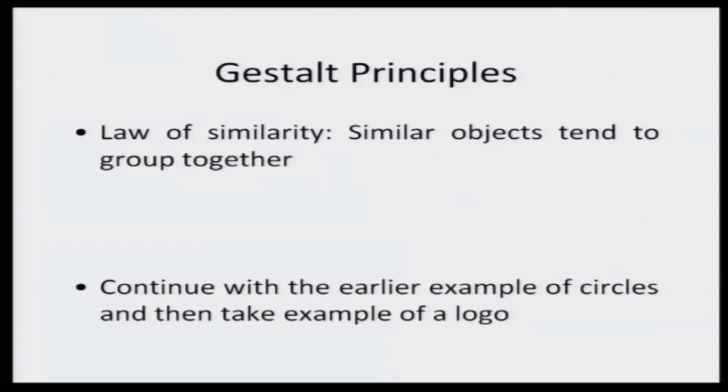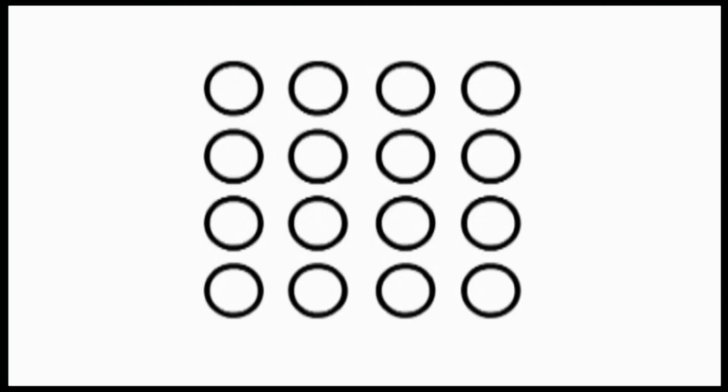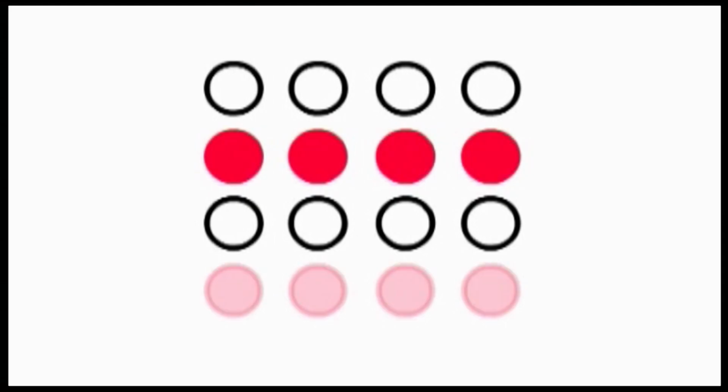The second law is the law of similarity. The law of similarity basically says that similar objects always tend to group together. In the case of the law of pragnanz, we took the example of circles. So, we will continue with the earlier examples of circles, and then again go to the example which has a logo. Look at this video. You find 4 circles here, and finally, you have 16 of them. Although they are independent circles, we tend to perceive them as groups. The colorless circles form one group, while the rows of red circles form another one.